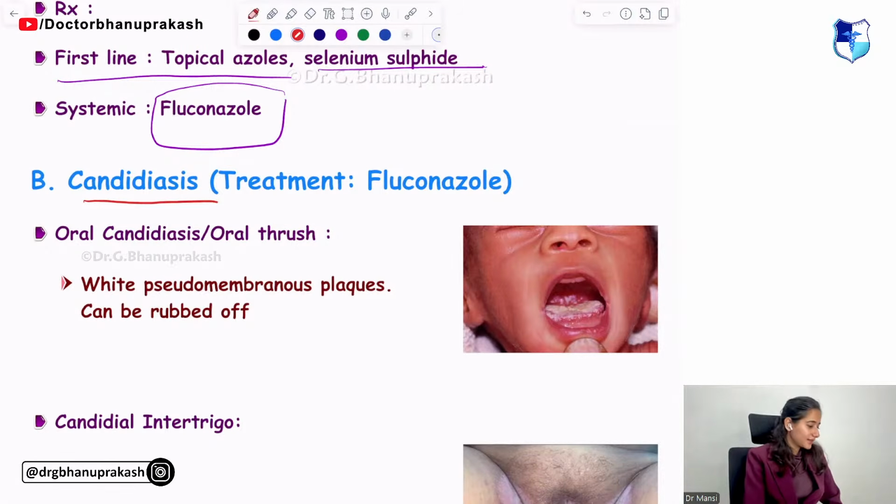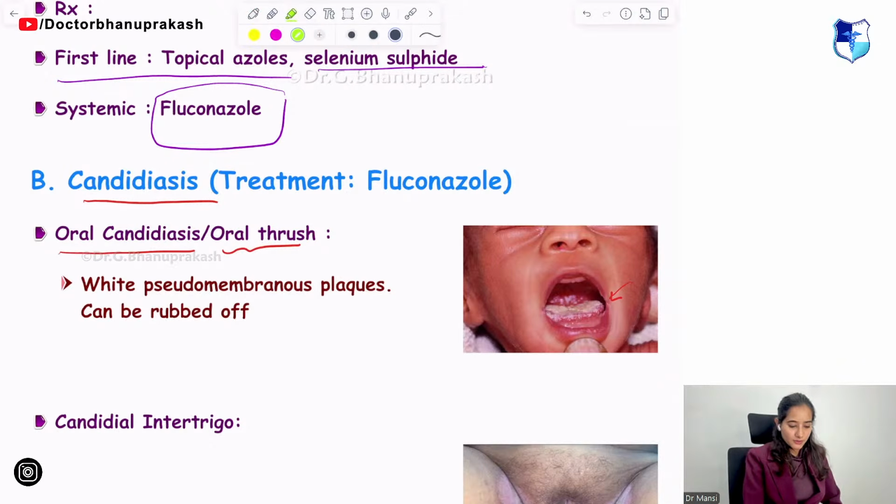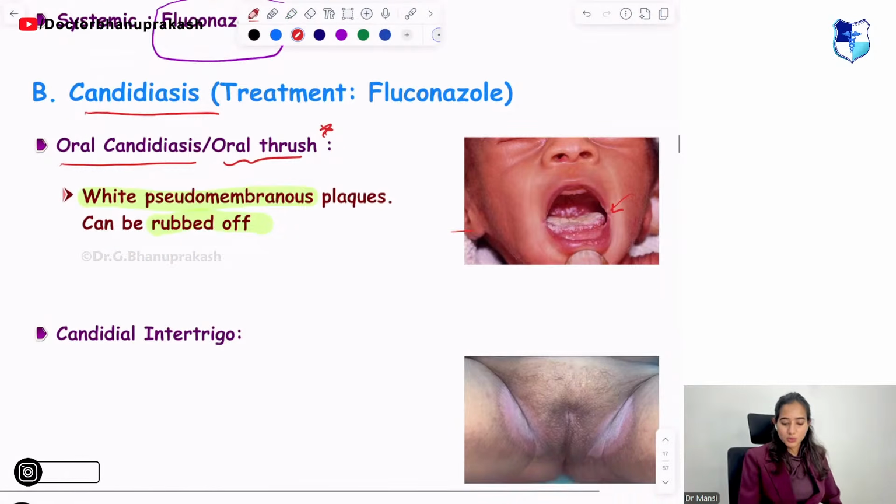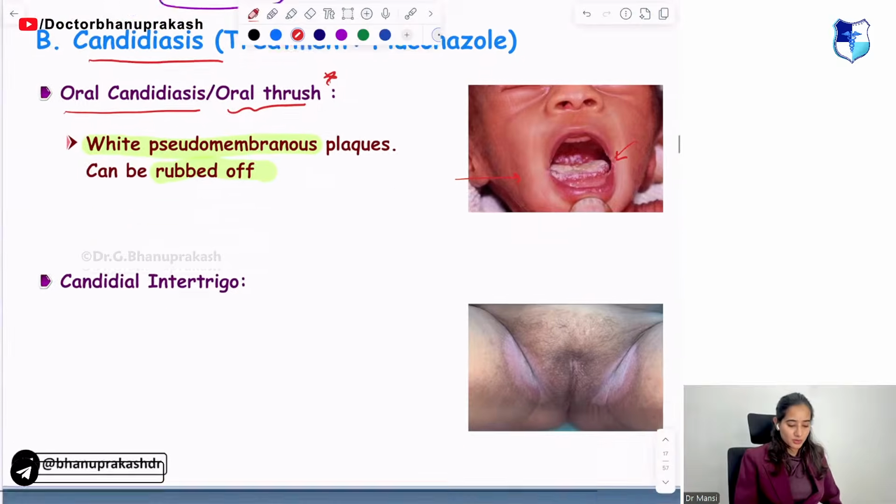Then candidiasis, I guess all of you know. Oral candidiasis is the one thing which we are studying right now. You can see this baby. What is important for you to take away for oral candidiasis is that the white pseudomembranous plaque can be rubbed off in candidiasis, but there is a disease, which we'll study shortly, where we cannot rub off this white plaque. And this is the presentation. So mostly image-based spot diagnosis can come.